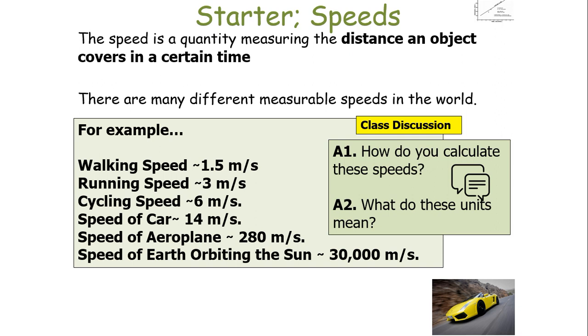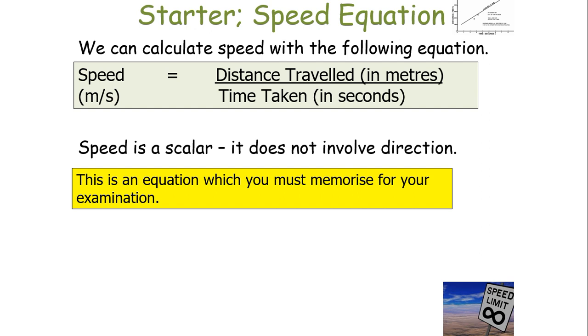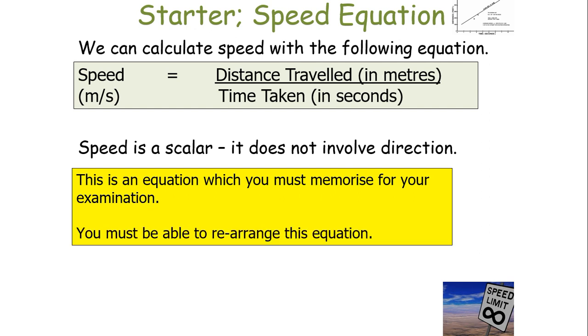With all these values, how do we calculate these speeds and what do we mean by the units meters per second? We can calculate speed with the following equation. Speed equals distance travelled over time taken. This equation you do need to know for your examination. You have to memorise it and be able to rearrange it, so you can also make distance travelled the subject and time taken in seconds the subject as well.